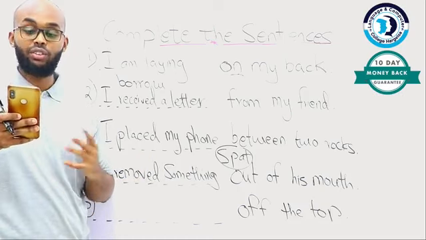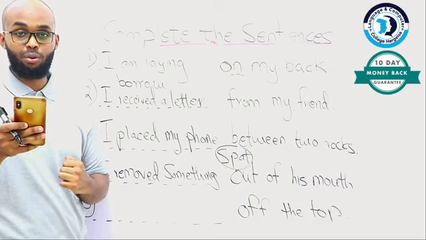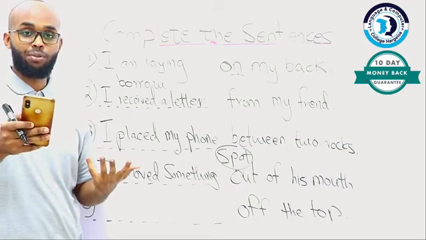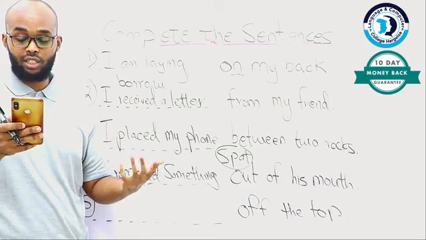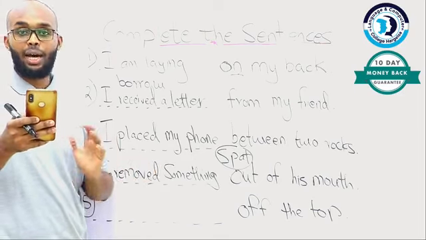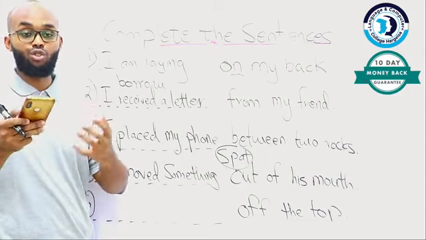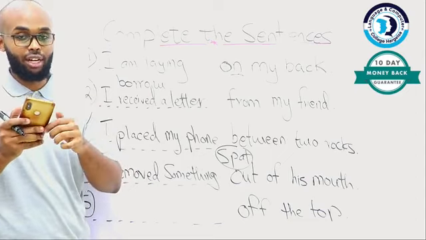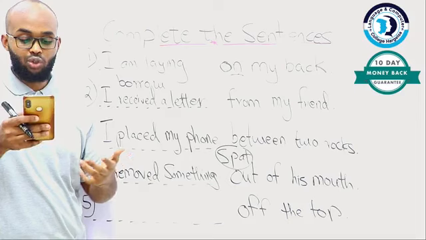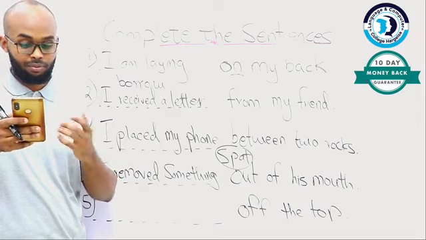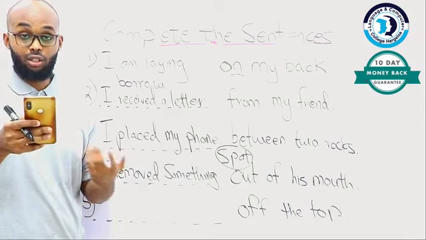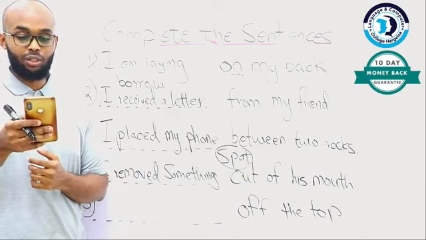So it's very easy. Tell me what is off the top. It's a sentence. I want you to finish it. I'm not going to give you the meaning. I just want you to try. If you're wrong, you're wrong. If you're right, you're right. So try to give me a complete sentence.